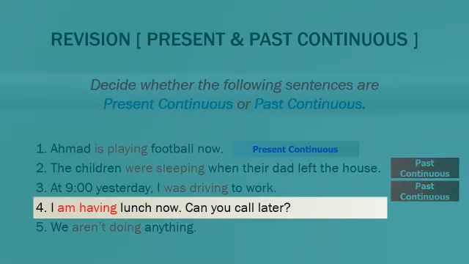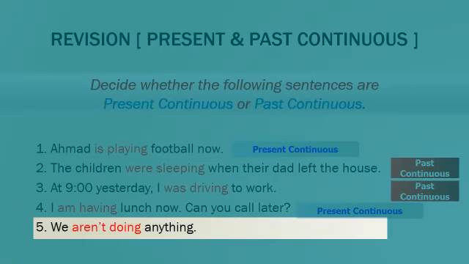Number 4. I am having lunch now. Can you call later? We have also two verbs. Am, having. Am is a present verb, so it is a present continuous sentence. Number 5. We aren't doing anything. We have two verbs. Are, doing. Are is present, so it is a present continuous sentence.